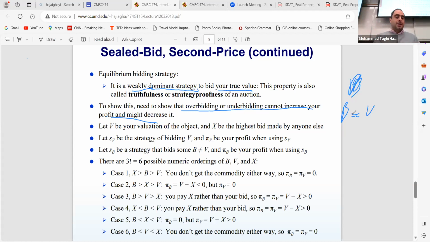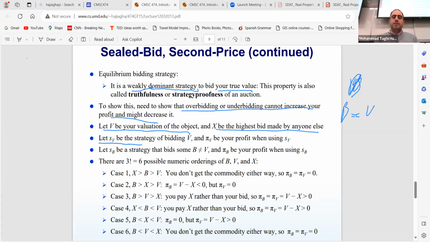Let's go back to here and see why it is the case. So I want to say overbidding or underbidding. If your bid is greater than V or less than V, that does not help you. Okay, so let's write the formulation. Let V be your valuation of the object. Here we are using capital V. Let X be the highest bid made by everyone else.